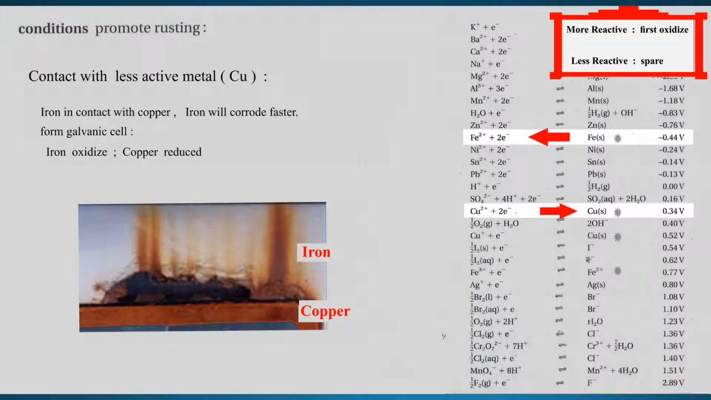Now we have one simple rule. A more reactive metal will always first oxidize, will first rust. A less reactive metal will be spared. So when it rusts, you see iron, as it is more reactive, rusts first. Please remember this rule.